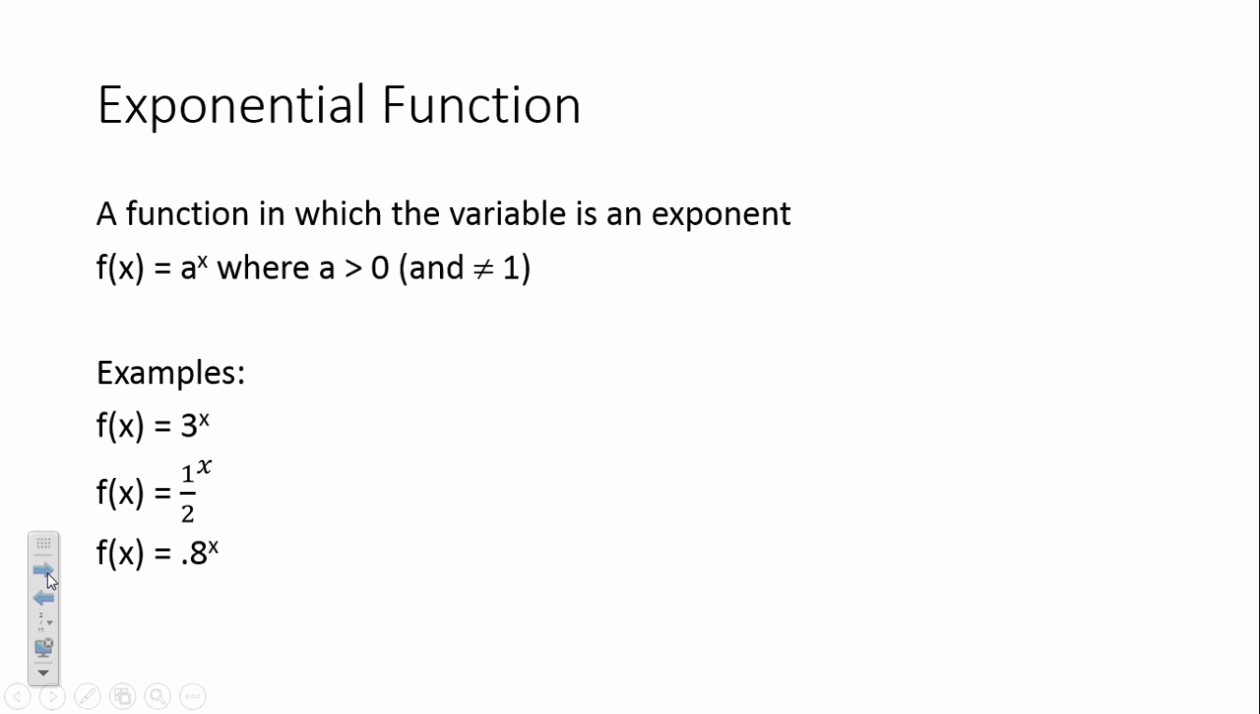It's kind of nice if it's not equal to 1, because 1 to any power is going to be itself, right? So that would be kind of a pointless case. So examples include f of x equals 3 to the x, f of x equals 1/2 to the x, f of x equals 0.8 to the x. A is always positive, and x is our power.